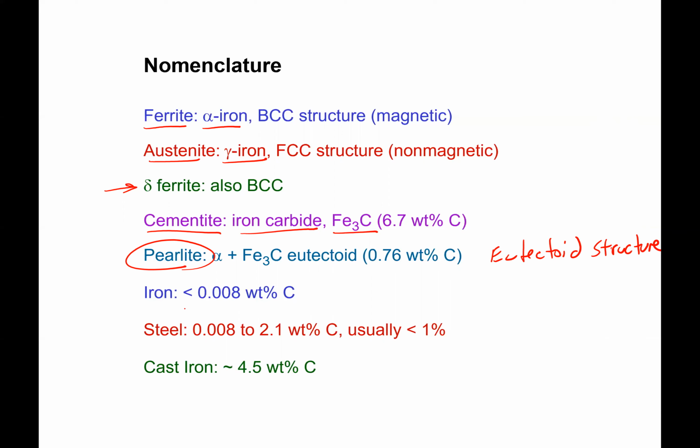Iron typically is defined as being less than 0.008 weight% carbon. Remember, we can get as much as 0.022 carbon in iron. And then a steel is anywhere from this value on up to about 2.1 weight%. You can see this note here that it's usually less than 1. And then cast irons, which have high carbon, we're not going to talk about with this diagram. We need a different one to deal with the cast irons, and we'll talk about that in a later chapter.